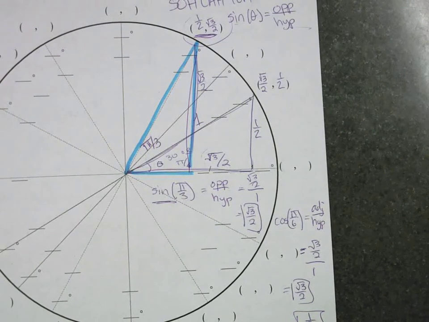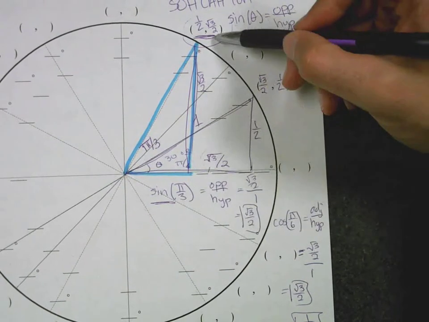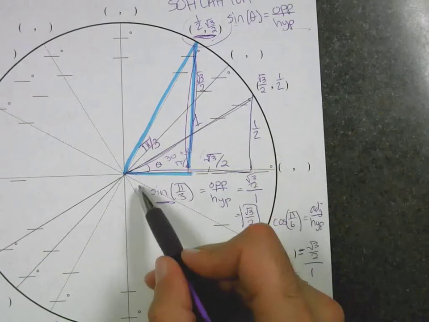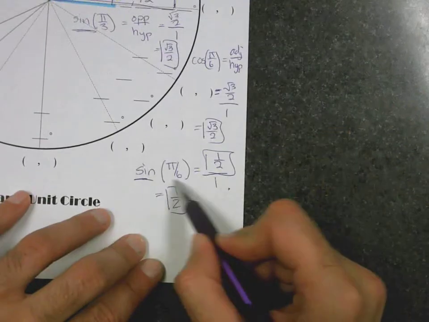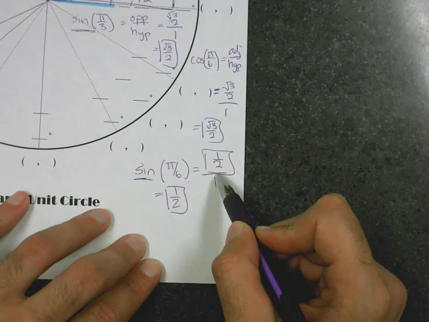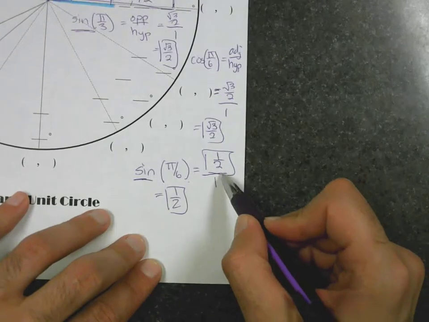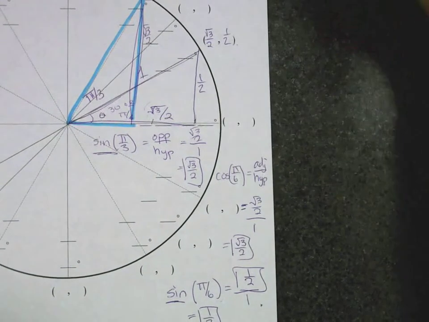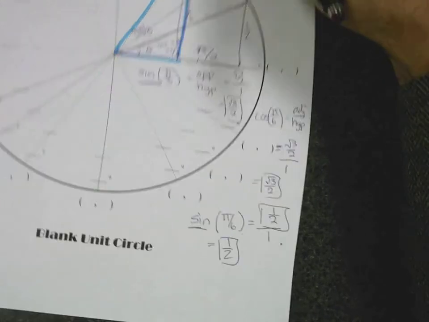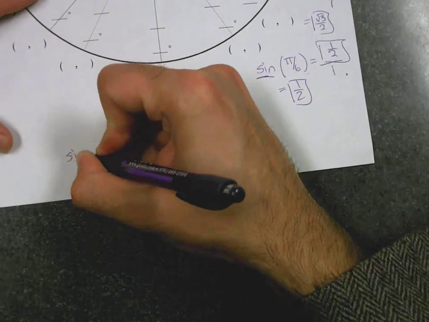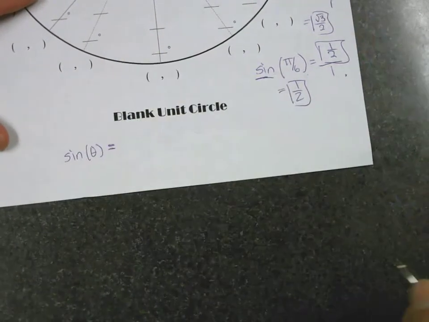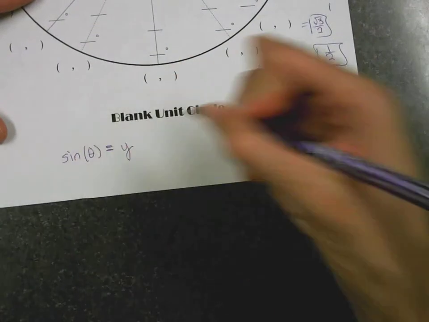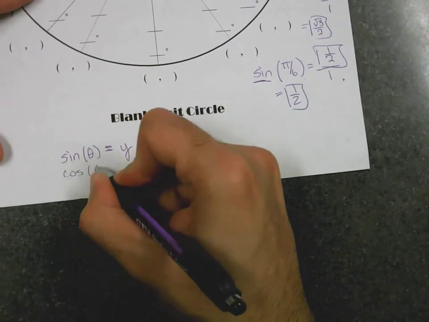Okay, good. I think you've thought about it. Sine was square root of 3 over 2, that's the y value. What about over here? Sine of pi over 6, the smaller angled triangle, was 1/2, and that was the y value. So let's make a general connection. The sine of theta equals, guess what? The y value. Cosine of theta equals the x value.